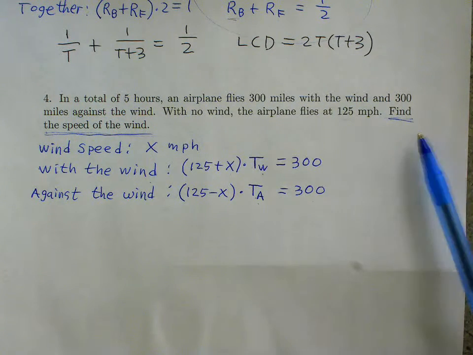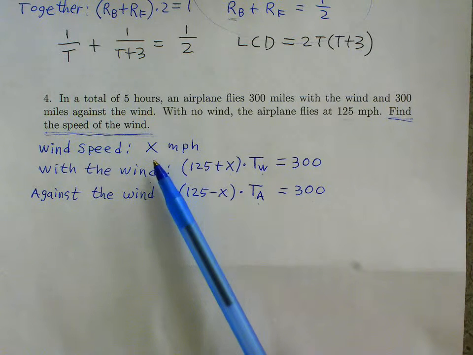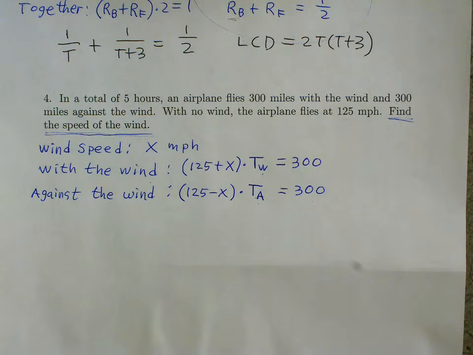Okay, we want to find the wind speed. We are using x to represent the wind speed. What we need is an equation whose only variable is x. So how do we get to that equation?